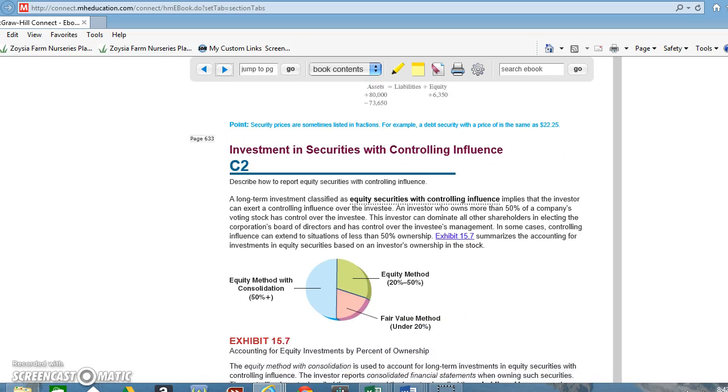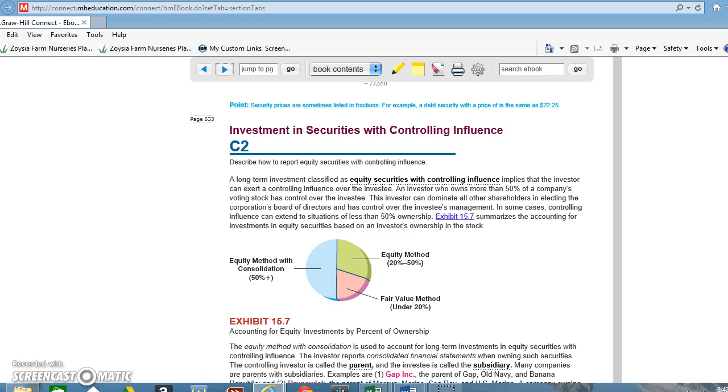Scrolling down, here on C2, on page 633, the next step up from that is having a controlling influence, meaning that you own 50% or more of a company's stock, and you'll want to pay attention to how that differs from the 20% to 50% that we just saw a second ago.